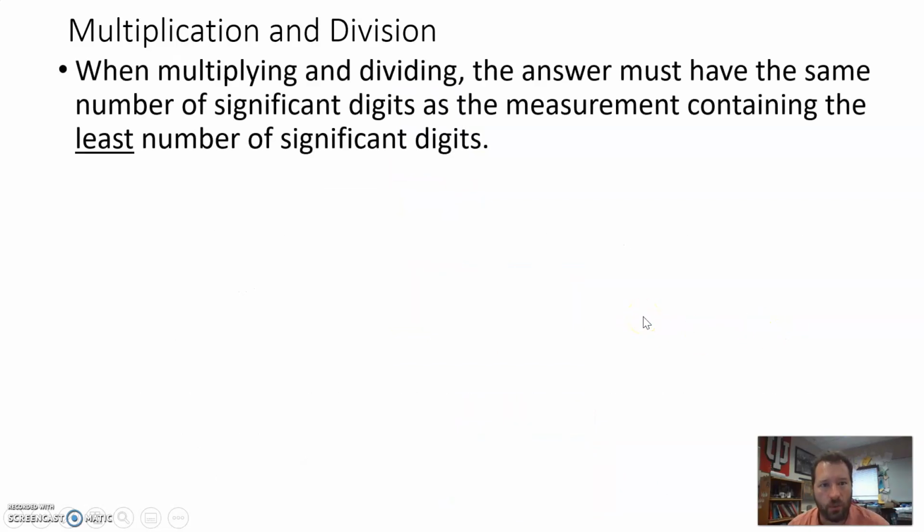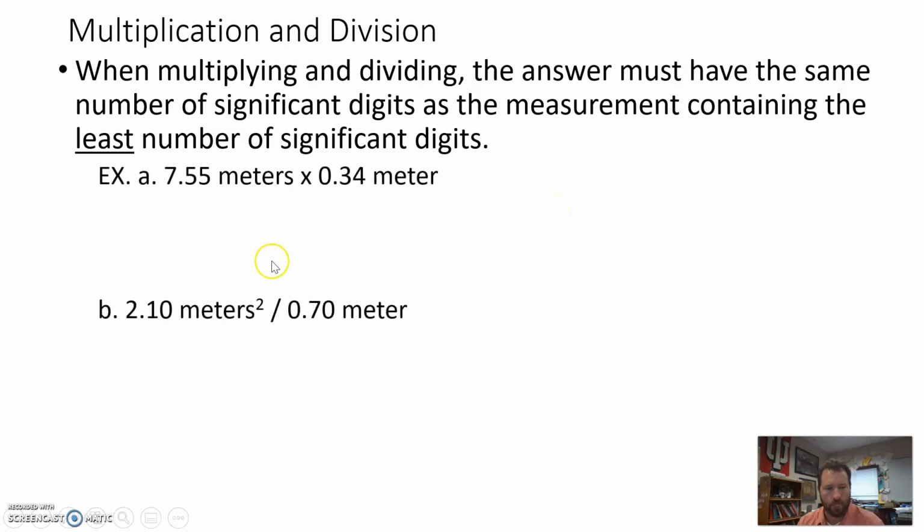The rules change when you get to multiplication and division. So now it doesn't matter what placeholder the last significant digit is in. Now it matters how many total significant digits there are. So first example, 7.55 times 0.34. Again, you're welcome to throw that into your calculator, but we have to go back when we get our final answer. This first number has 3 significant digits, no zeros, 755, all significant. The second number has 2 significant digits, the 3 and the 4. Remember, leading zeros are not significant.